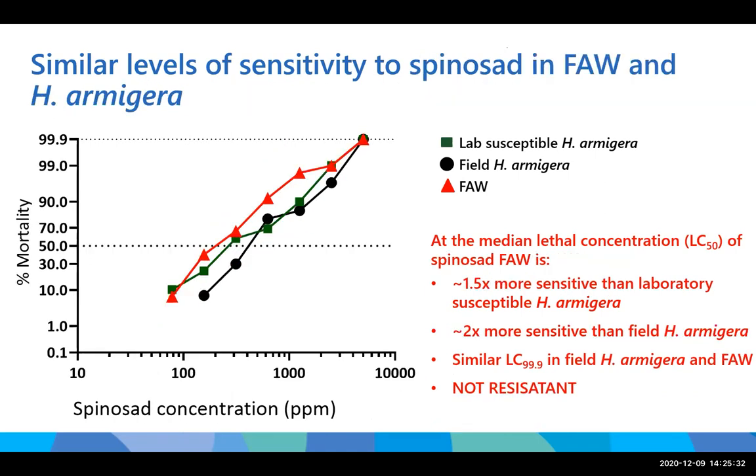So these are the results for spinosad, and again, we found no evidence for resistance in fall armyworm. In fact, fall armyworm was about twice as sensitive compared to Armigera, and again, similar kill at the top end of that dose range, which indicates, obviously, a high level of sensitivity to spinosad.